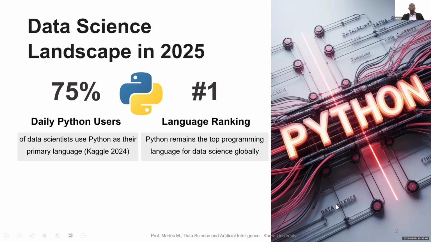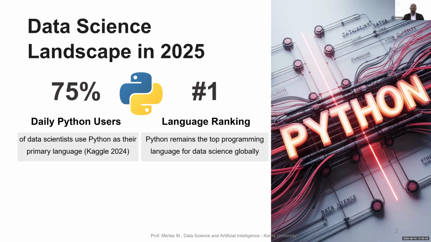So in the data science landscape, until now, Python has been the most used programming language in data science. 75% of data scientists are using Python as their main programming language, which is very important, and we also try to align with that need in order to give you the tools that will help you work in the data science related field.